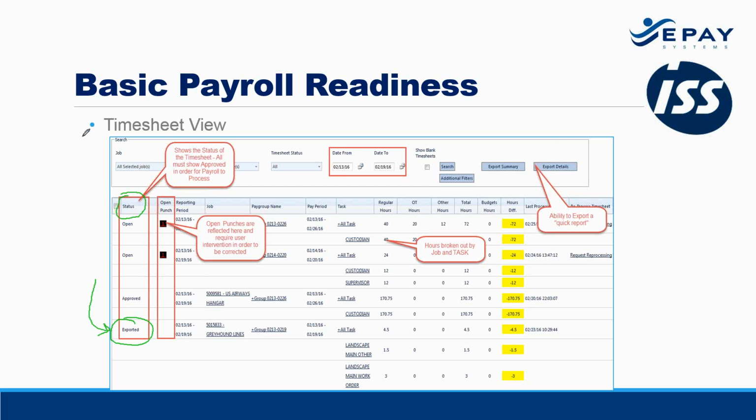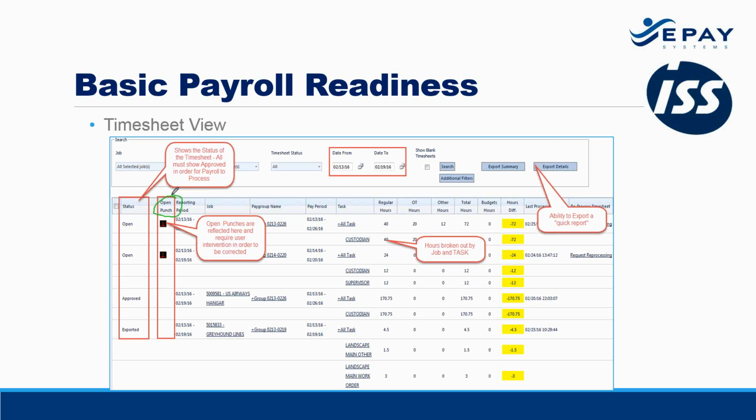The status column tells you a lot as far as what is the status of that particular timesheet. The goal here as a submitter is that you want everything to say submitted. As an approver, you want everything to say approved. The next column is the open punch column. The open punch column is going to let you know how many open punches are reflected here and require user intervention in order to be corrected.